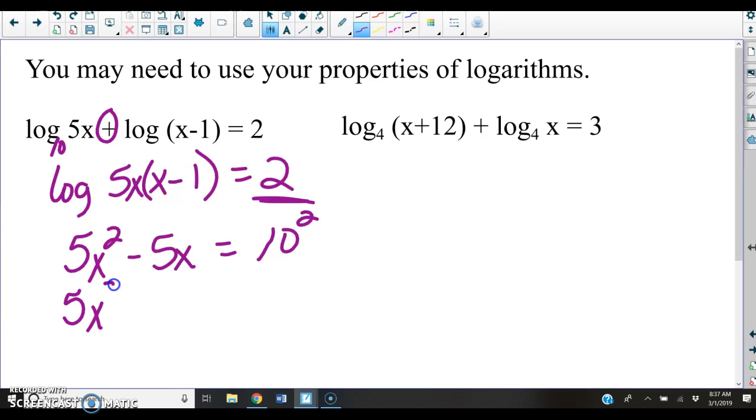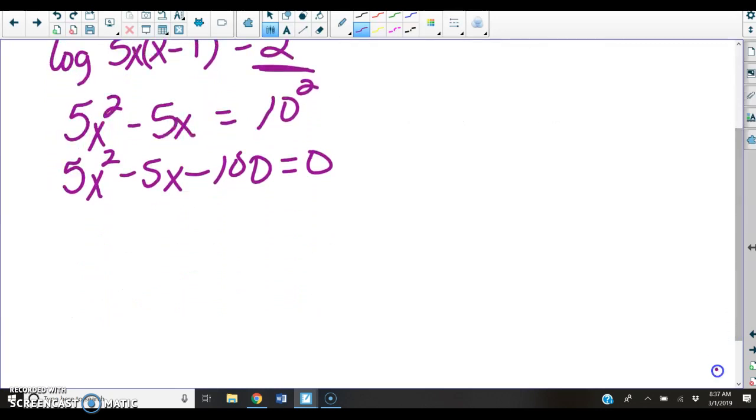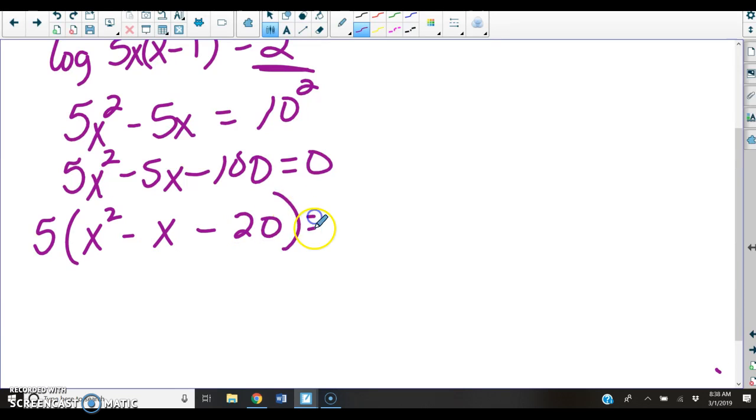Okay, so 5x squared minus 5x minus 100 equals 0. I had to do that because it is a quadratic. Remember, with quadratics, you need to factor or use the quadratic formula. But in either case, you need to have it set equal to 0. If I take out the greatest common factor, 5, then I get something that's a lot easier for me to factor. 5 isn't going to equal 0. I'm going to disregard that.